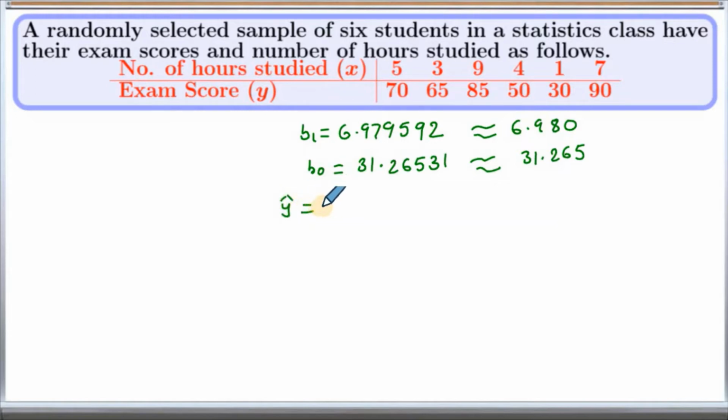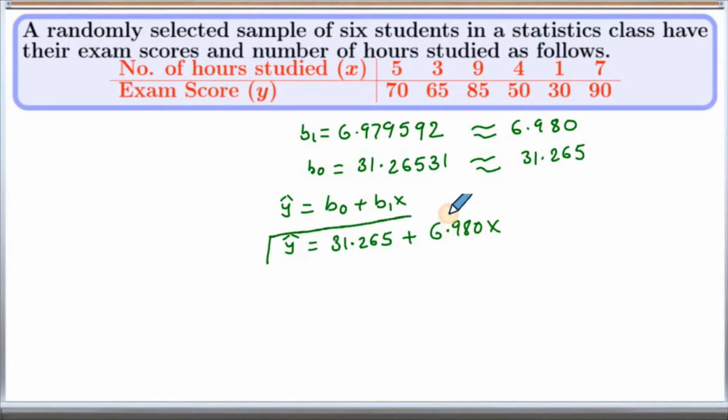Y hat equals B0 plus B1x. So our B0 here is 31.265 plus our B1 is 6.980x. So this is our regression equation. Now let me show you how to find the regression equation using Excel.